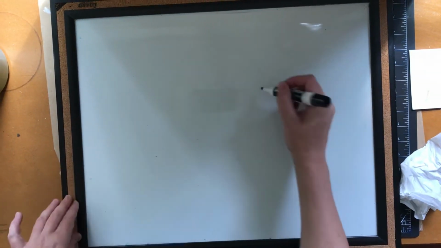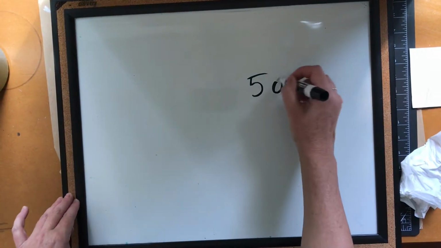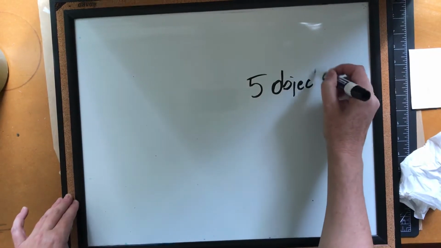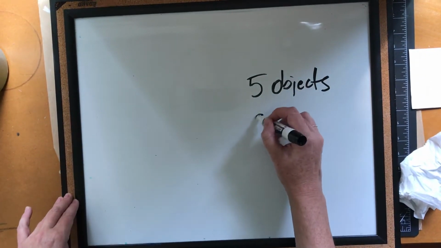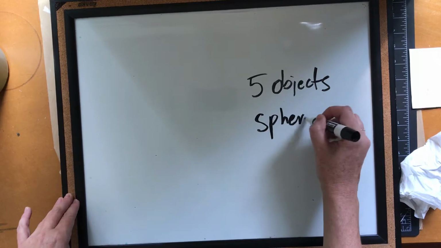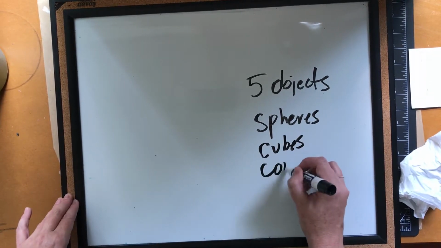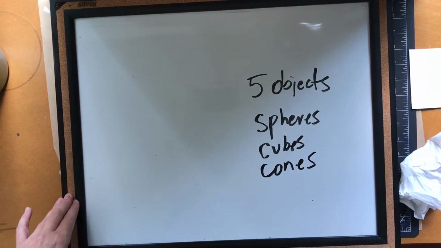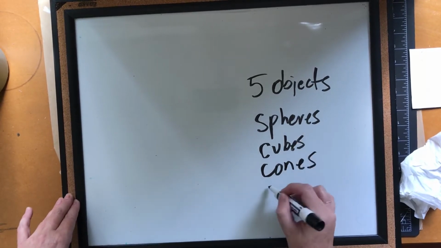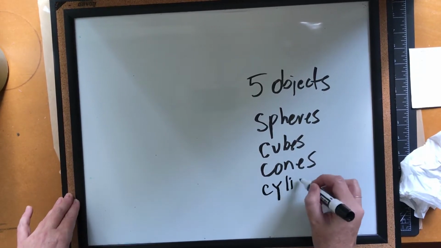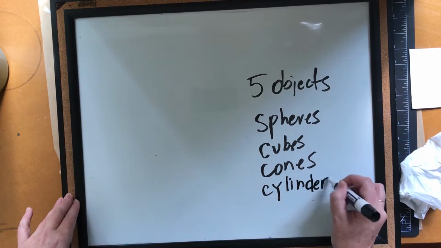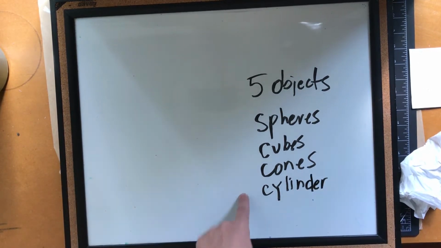So I found a dry erase board, which is really going to help me talk to you guys about how to do this. So first thing you're going to do is choose 5 objects, okay? We did spheres, cubes, cones, and cylinders. Never spell cylinder. I think that's right. Okay. So you're going to choose 5.